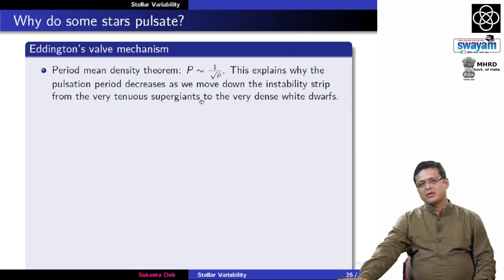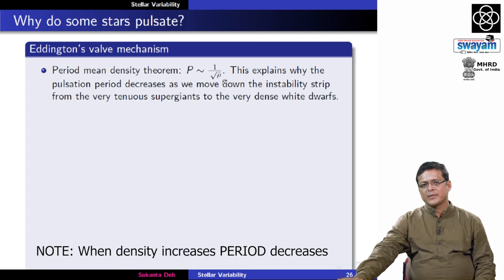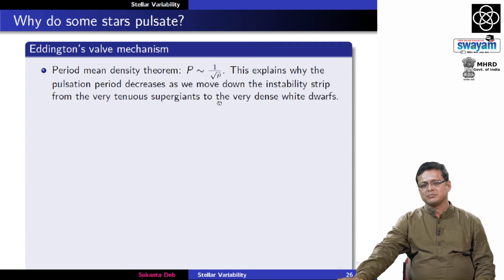So, now we start with the period-mean density relationship, where the period P goes as 1 by square root of rho. From here we can see that when the density increases, the period decreases. That is why, if we look into the Hertzsprung-Russell diagram and move along the instability strip from the very tenuous supergiants to the very dense white dwarfs, the pulsation period decreases, because in the case of a supergiant the density is very low, whereas in the case of a white dwarf the density is very high.